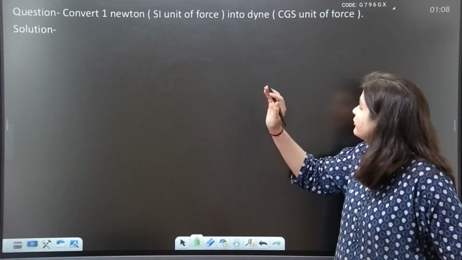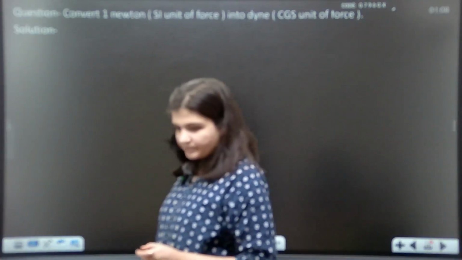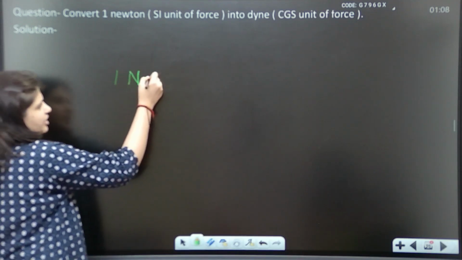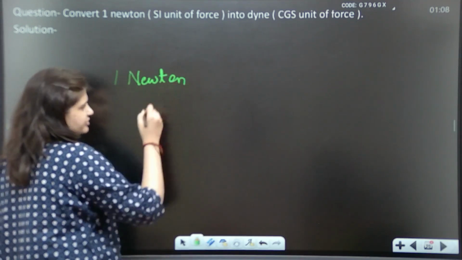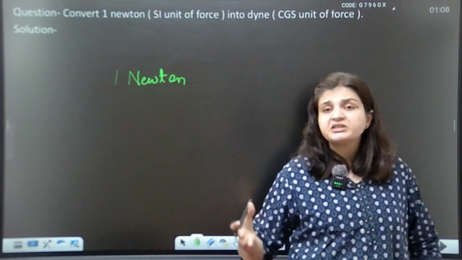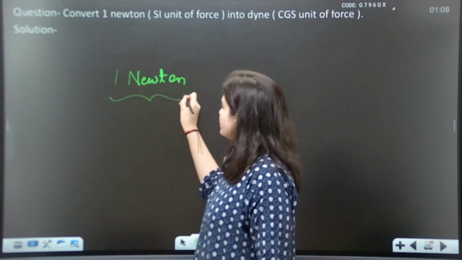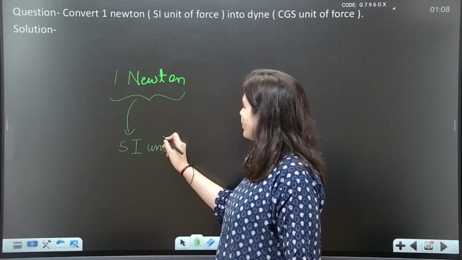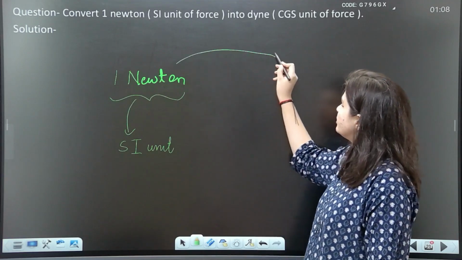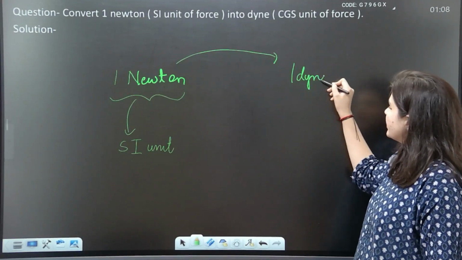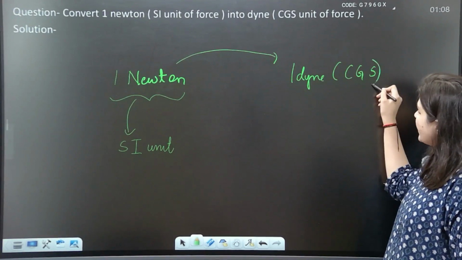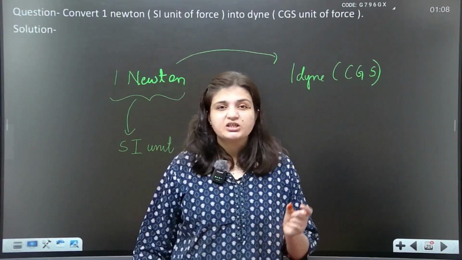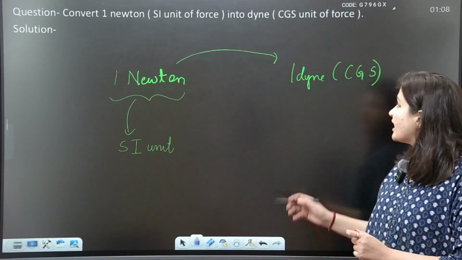Now students, let's consider 1 Newton. 1 Newton is the unit of force, and this is the SI unit. So how do we change 1 Newton into 1 Dyne? 1 Dyne is the CGS unit, and 1 Newton is the SI unit.